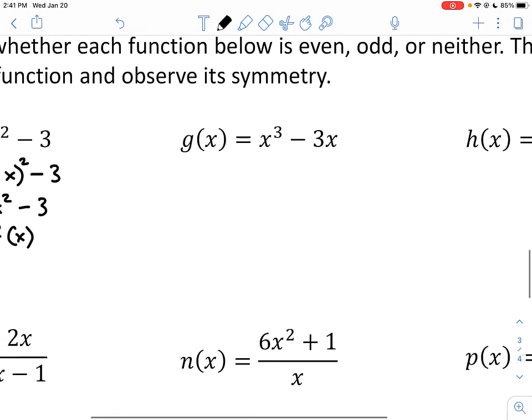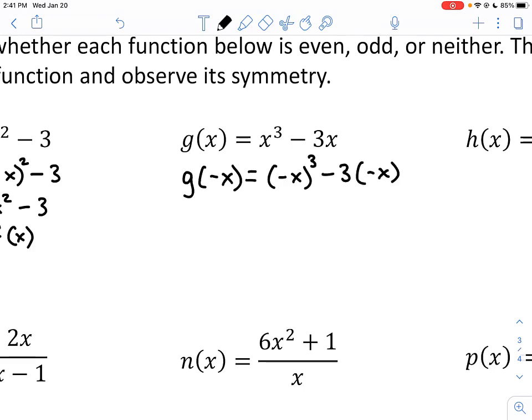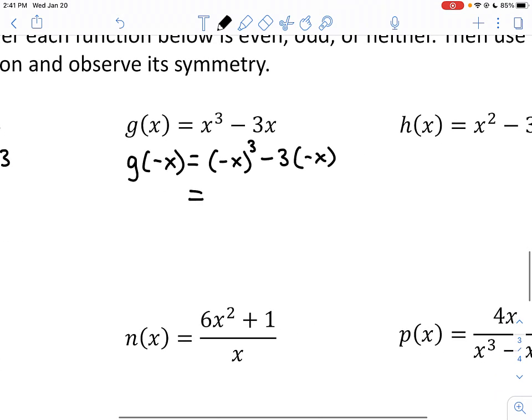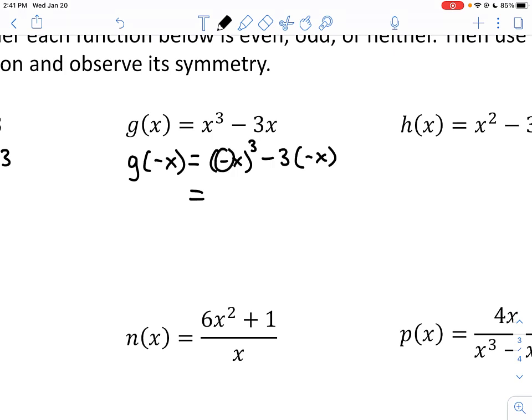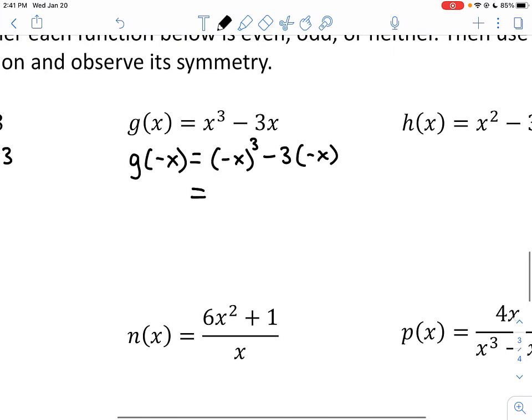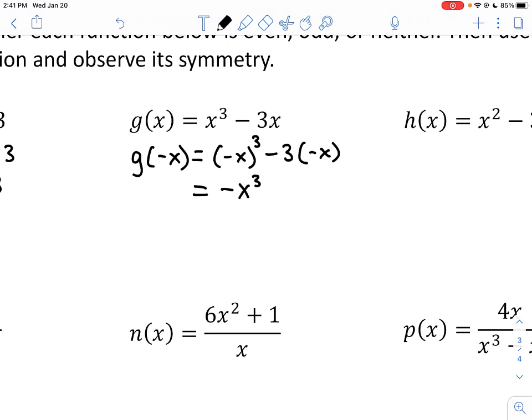G of x equals x cubed minus 3x. Plug in negative x and see what happens. Each of these x's needs to be replaced with a negative x, and use parentheses, and then determine which negatives are going to remain, which ones are going to cancel. Well, when you cube, the negative will stay, because negative 1 times negative 1 times negative 1 is still negative. And then, of course, the x gets cubed as well. And here we do negative 3 times negative x. Those do cancel, giving us plus 3x.